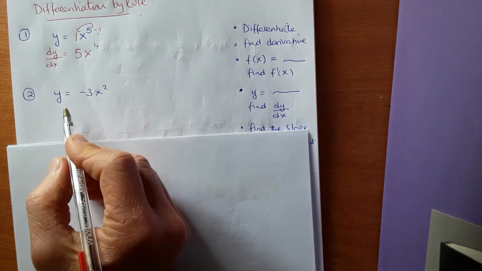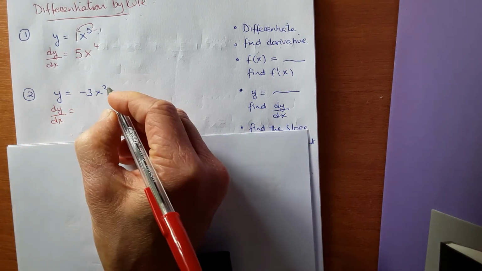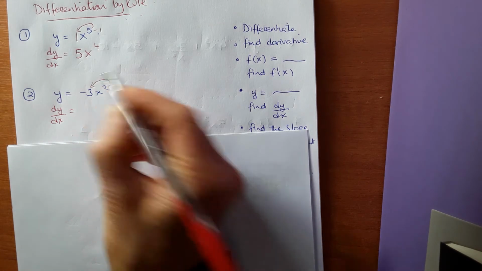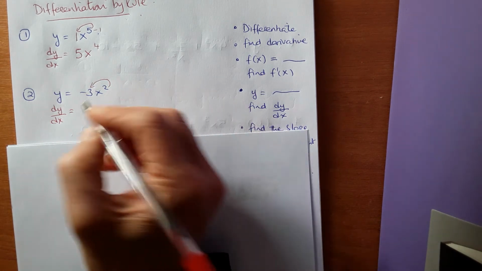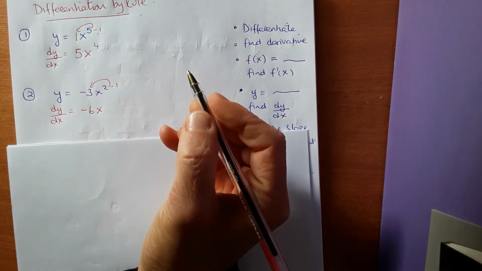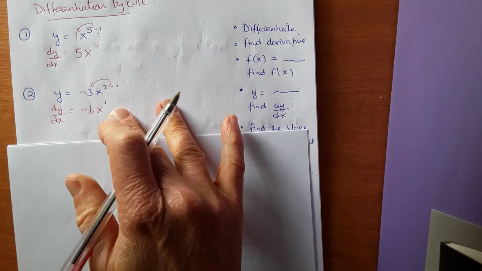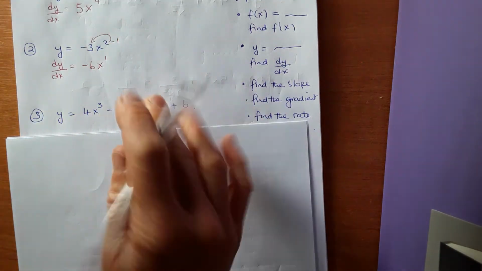This one, same method again. dy dx gives me what? Bring down your power multiplied by the coefficient. So 2 by minus 3 is minus 6x. Reduce the power by 1. So 2 minus 1 is 1. And that's your derivative.